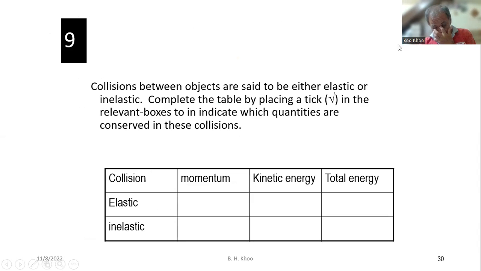Right, let's test you. See whether you can remember what we have just learned. Collisions between objects are said to be either elastic or inelastic. Complete the table by placing a tick in the relevant boxes to indicate which quantities are conserved in each collision. Elastic collision: momentum is conserved, kinetic energy is conserved, total energy is conserved. Inelastic collision: kinetic energy is not conserved, but the other two are conserved.